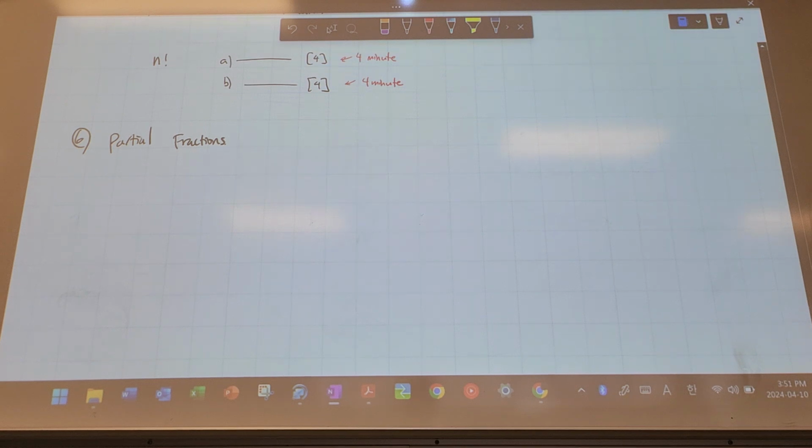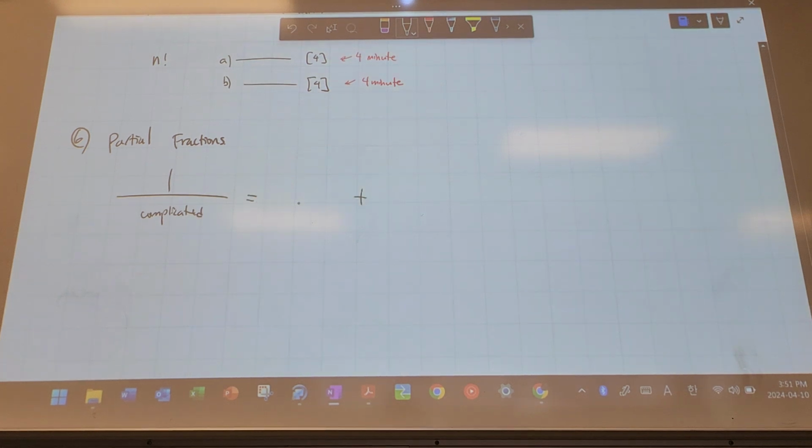Anyways, partial fractions. This one is quite tricky because nowhere in the formula booklet tells you anything about this. Basically, we're taking a rational expression that is complicated into an addition of two rational expressions that are simple. We're trying to take a complicated fraction into addition of two easy fractions.